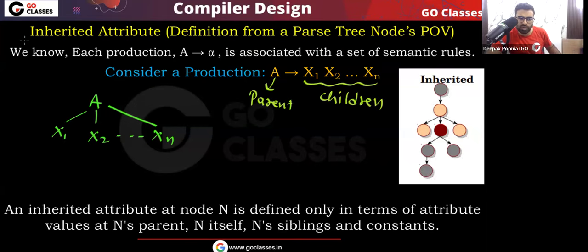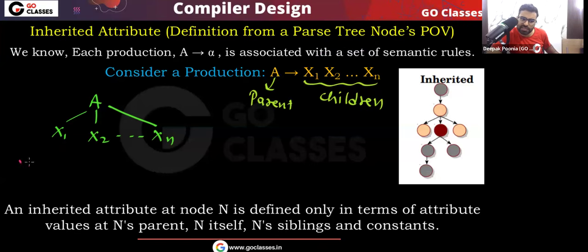Okay, now we want to find the definition of inherited attribute from parse tree node point of view. So tell me one thing, to define inherited attribute from parse tree node point of view, for which symbol should we compute the attribute value? Should we compute the attribute value for A? No. If we compute the attribute value for A, that will be synthesized attribute. I want to define inherited attribute. So very simple, we need to define an attribute value of a child. Yes or no? An attribute value of a child.